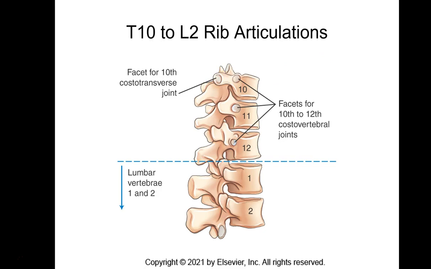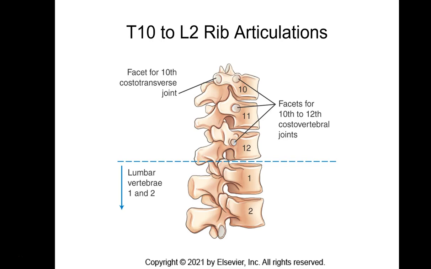And again, we'll study that more in bony thorax, but here you can identify the different facets on a thoracic vertebral body. Where the tubercle of the rib articulates with the transverse process, that is called the costotransverse joint. Okay? Note that T11 and T12 do not have facets at the end of their transverse processes for rib articulations.